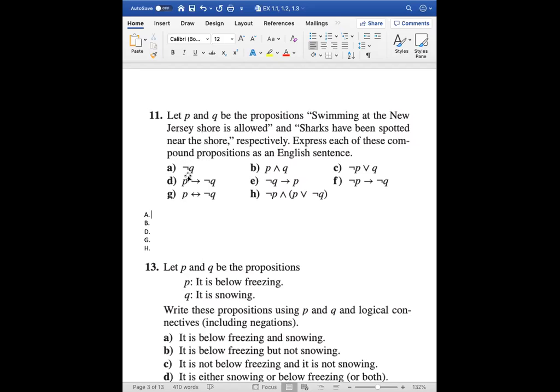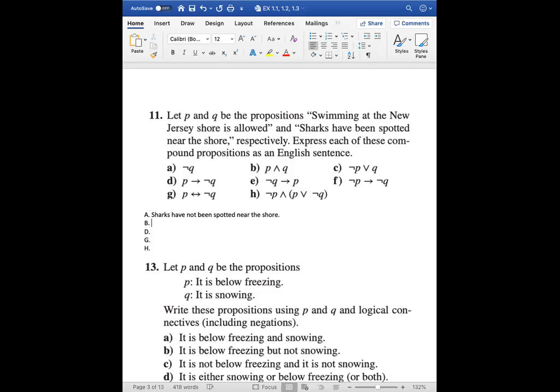This negation sign represents the not symbol in English. So we have the negation of Q. The statement Q is sharks have been spotted near the shore. We have to take the negation. So what we do is: sharks have not been spotted near the shore. Okay, just taking the negation of the statement represented by the variable Q.